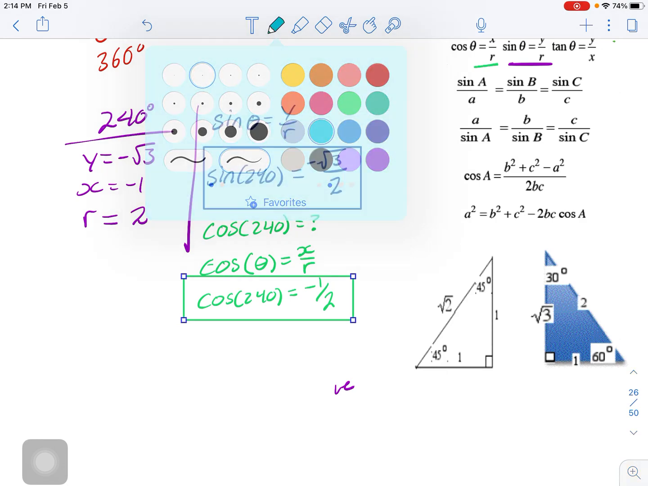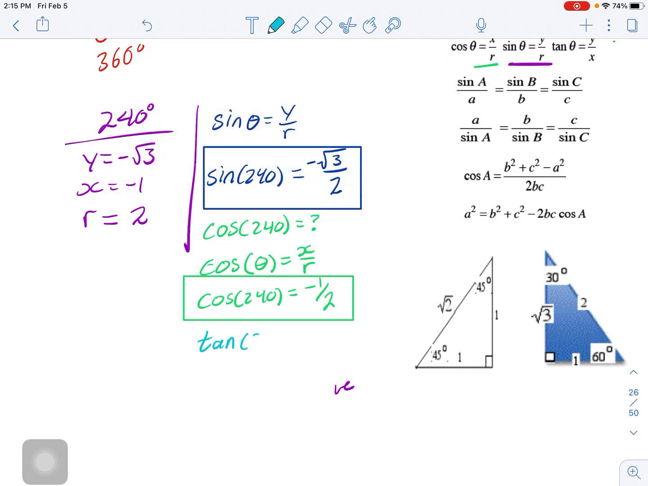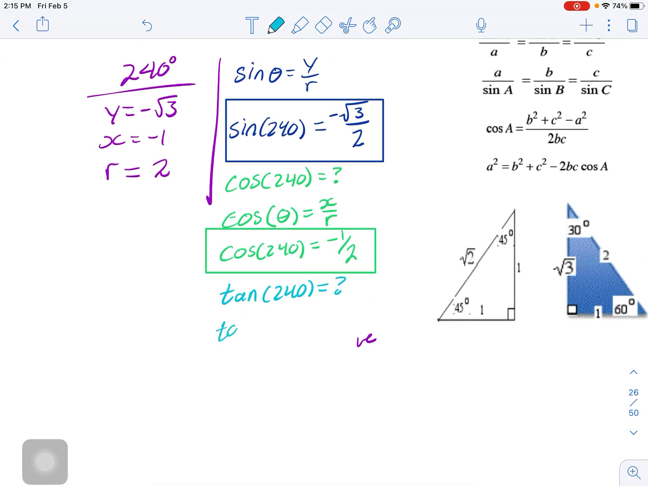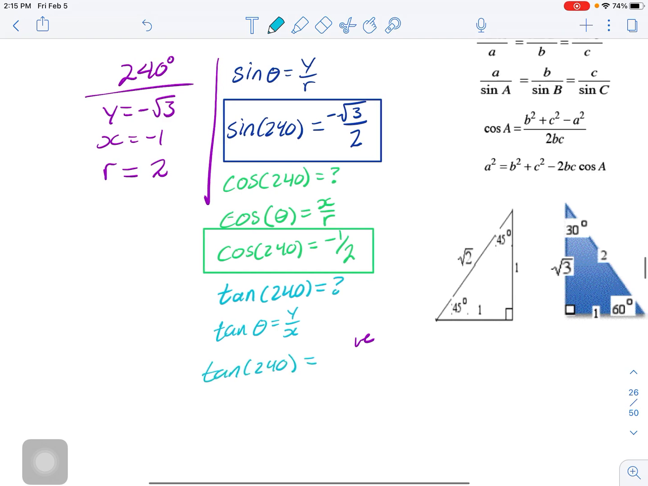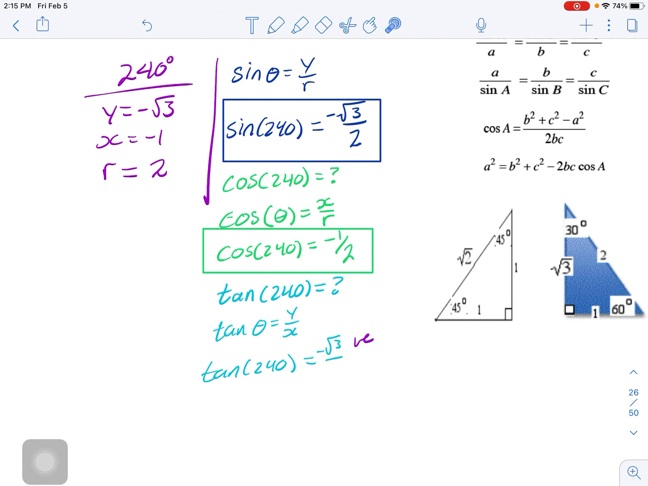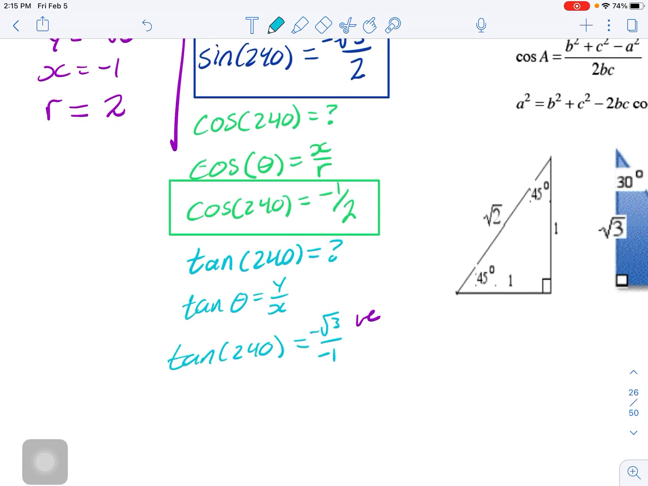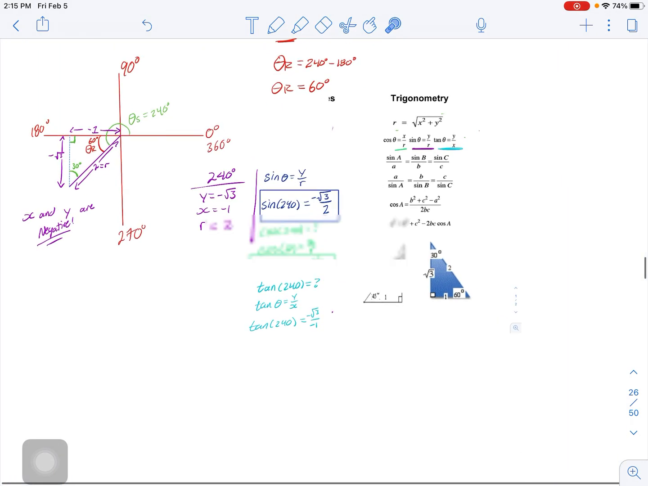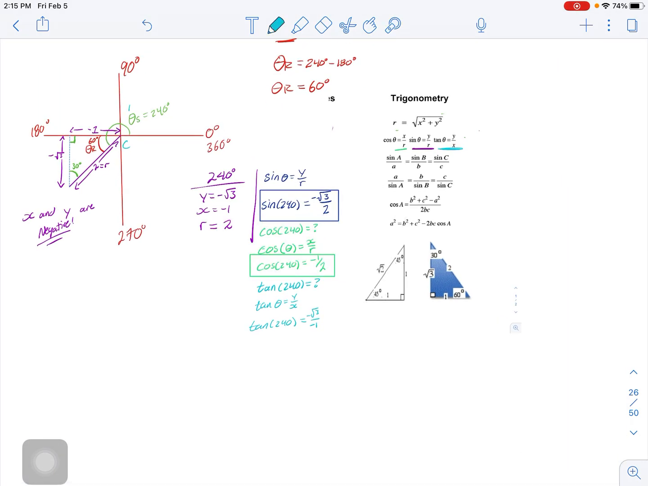And then you could finally even additionally figure out what tan is. If I wanted to know what tan 240 is, we'll look on your data sheet. Tan angle is y over x. So tan 240 would be our y, which is negative root 3, and our x value of negative 1. And here, remember, our CAST rule. What does CAST rule tell us? CAST rule tells us everything that should be positive.